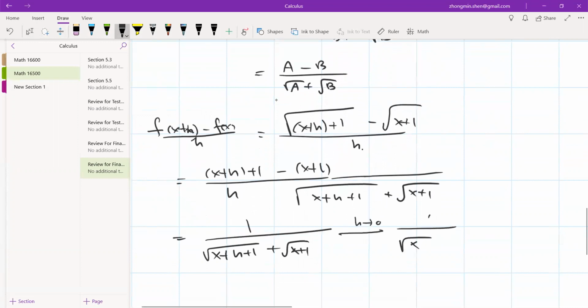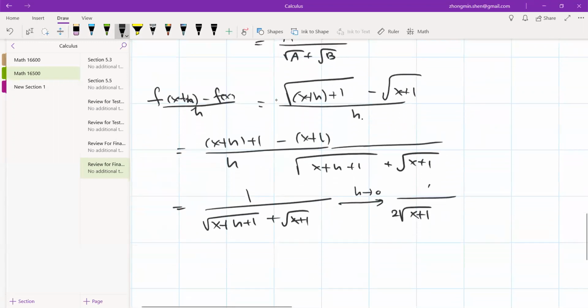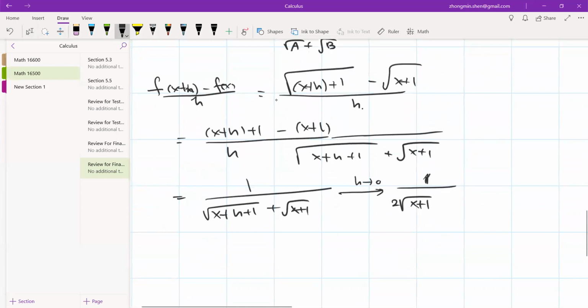Okay, you will get x plus h and x plus h, and that is going to be twice of that. So this is the limit. Okay, this is going to be the limit.